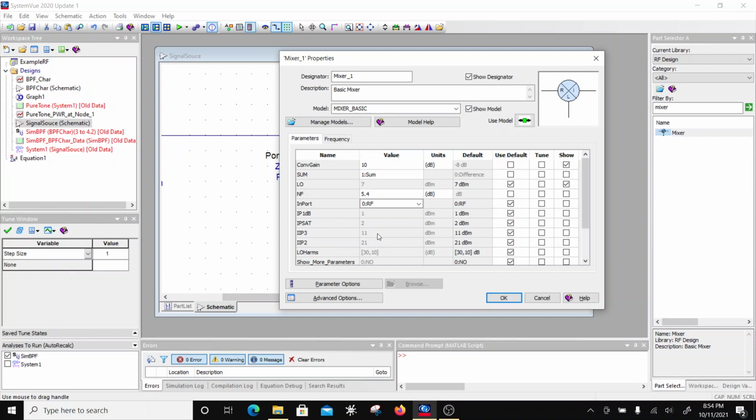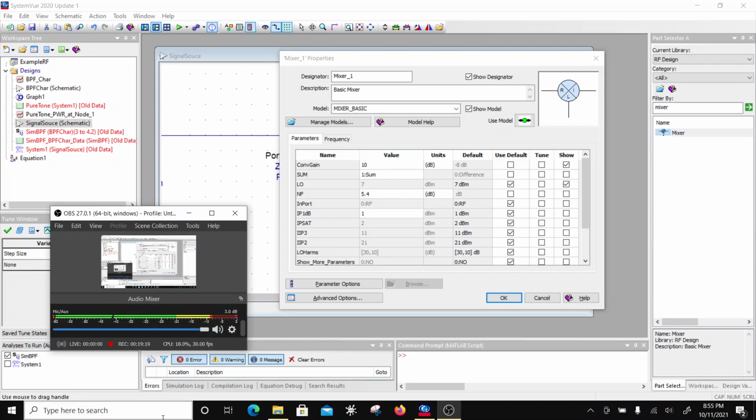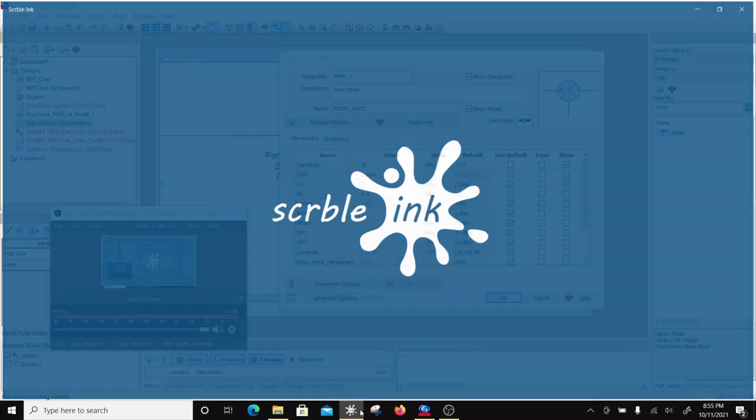Let's see what else I can do. Now this is called the linearity. This is how you specify the linearity. For this I'll have to explain what you are specifying here. So let me put you on a pause. Okay, back again. Let me just show you what I mean by linearity here.